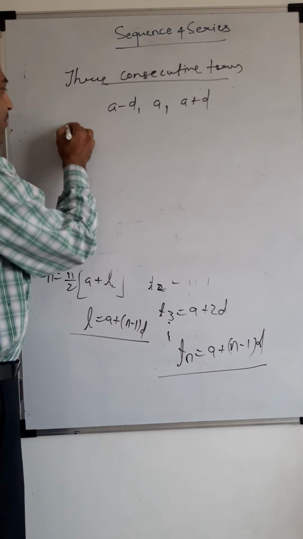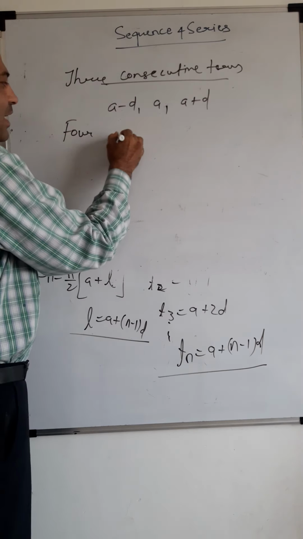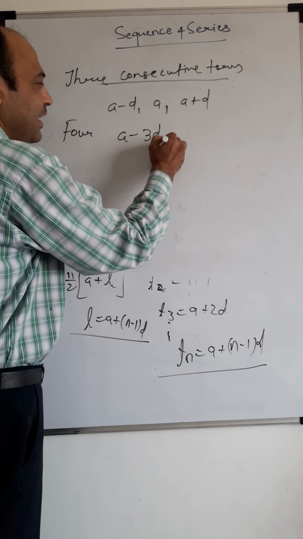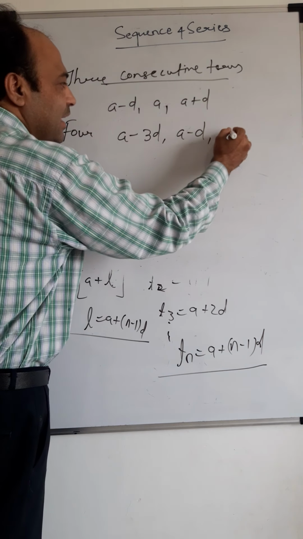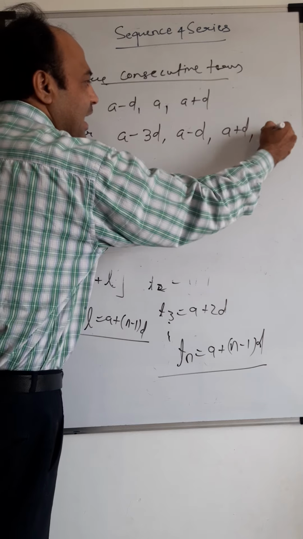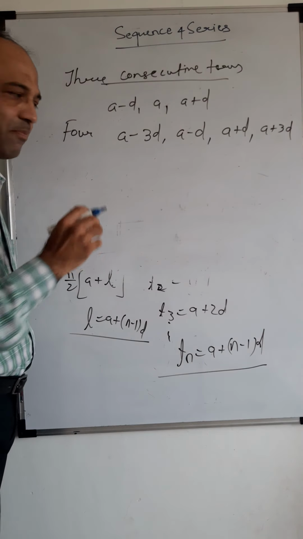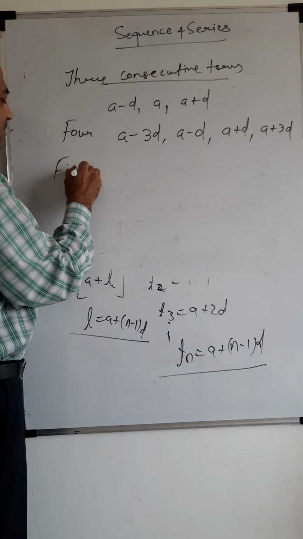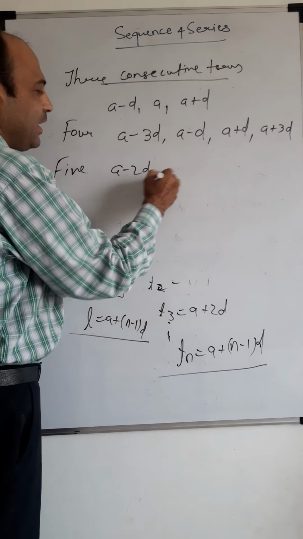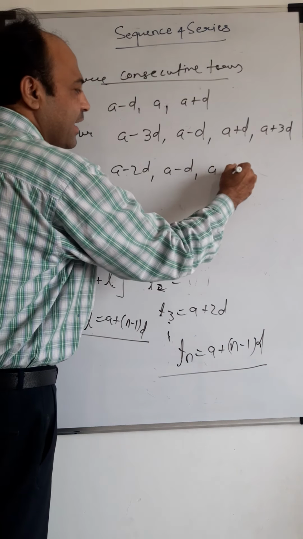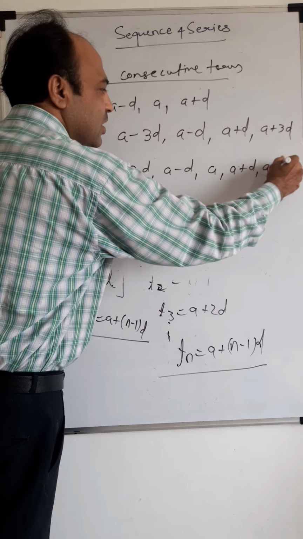If you have 4 consecutive terms, they are a minus 3d, a minus d, a plus d and a plus 3d. This is 4 consecutive terms of an AP. For 5 consecutive terms: a minus 2d, a minus d, a, a plus d, a plus 2d.